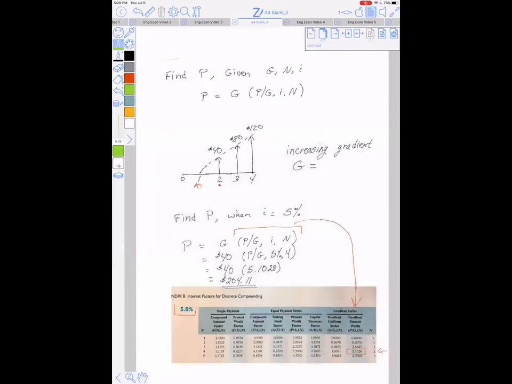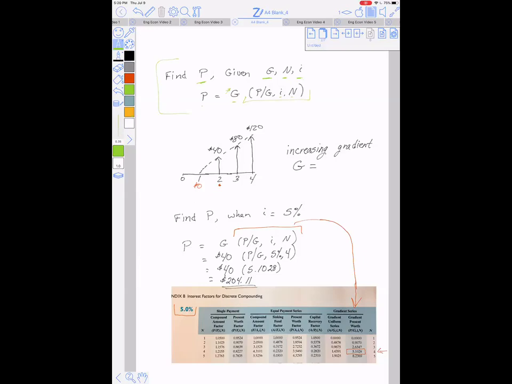All right, so for example, we might want to find P, the present value of a given G amount of a gradient. We'd be given the interest rate, I, and the number of periods, N. So we write this in the engineering functional notation for economics: P equals G times a factor on the appropriate interest rate table. Find P given G for N periods.